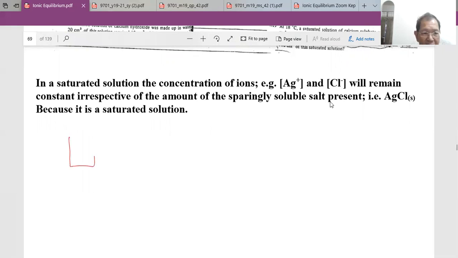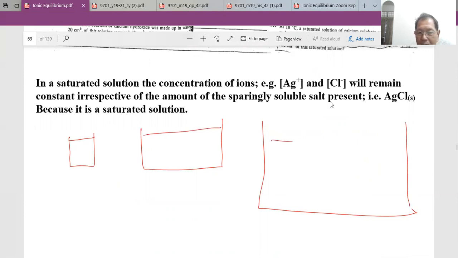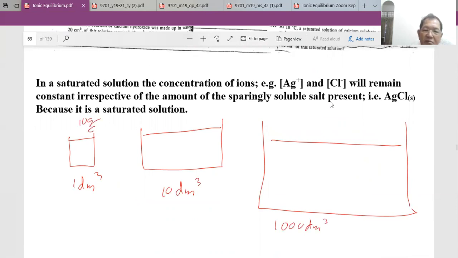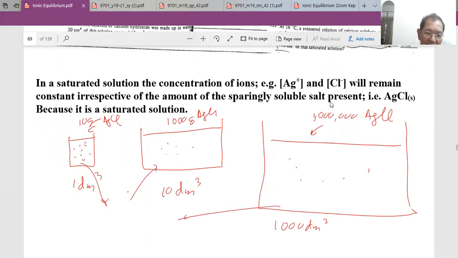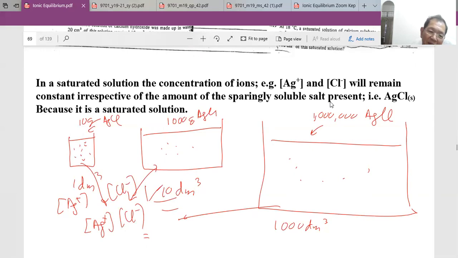That means here's 1 dm cube, here's 10 dm cube, here's 1,000 dm cube of water. Here I put 10 grams of silver chloride, here I put 1,000 grams of silver chloride, here I put 1 million grams of silver chloride. Of course, not all of them will dissolve, but the amount of silver ion and Cl minus dissolved here are different because of the concentration. But when you multiply the concentration of Ag plus and Cl minus in all these 3 solutions, it will be the same, because it has reached a saturated solution.